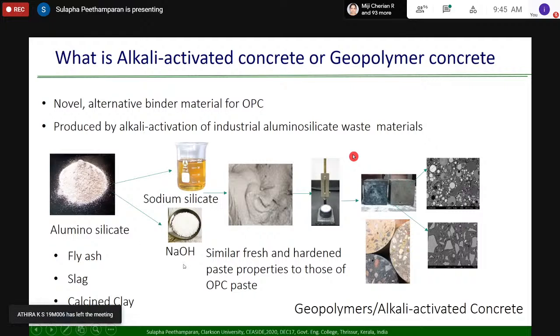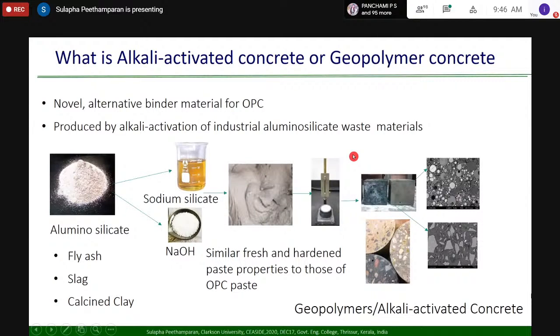You mix it with a solution. That solution is made out of sodium silicate and sodium hydroxide, or any alkali which has a high pH. You produce a paste very similar to Portland cement paste. When you mix cement plus water, it sets, it hardens, and that is the glue which can bind the aggregate together and produce concrete very similar to a normal concrete. That concrete is known as alkali activated concrete or geopolymer concrete.